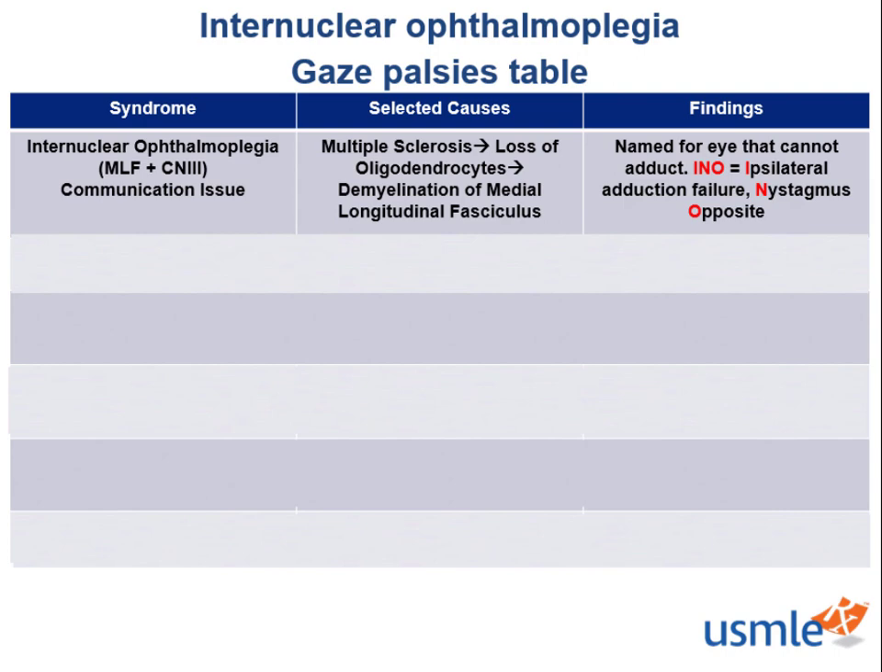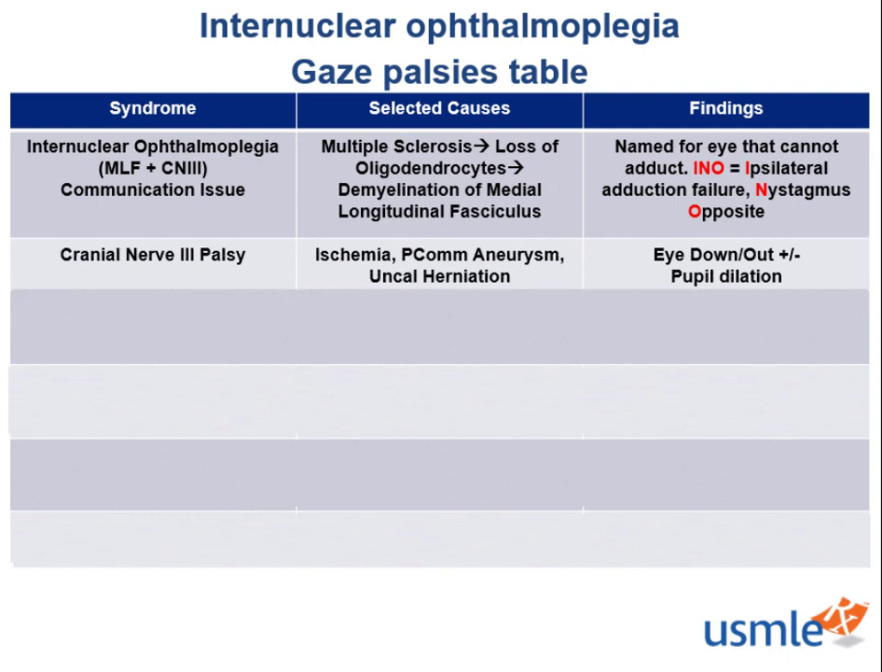Additionally, I want to note that multiple sclerosis can cause a bilateral INO where both eyes cannot adduct on conjugate gaze. These have the same features of a single eye internuclear ophthalmoplegia, but occurs in both eyes. This makes sense as multiple sclerosis causes demyelination and, as such, could demyelinate both MLFs.